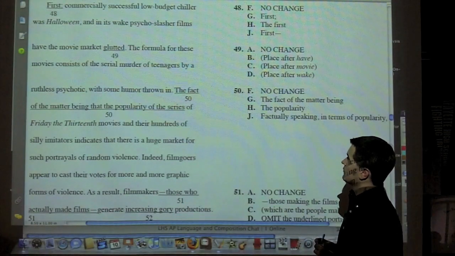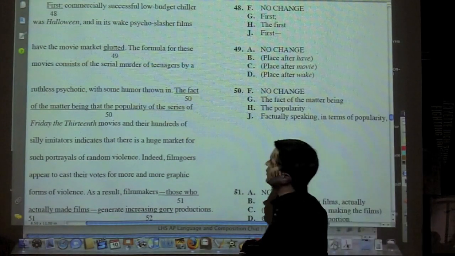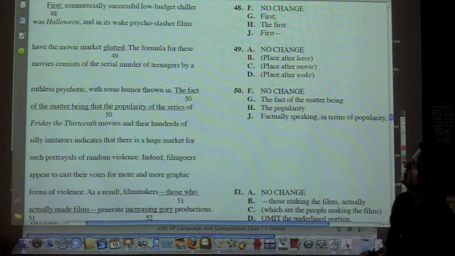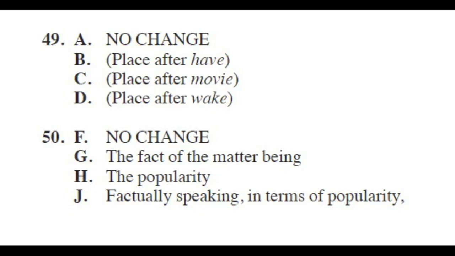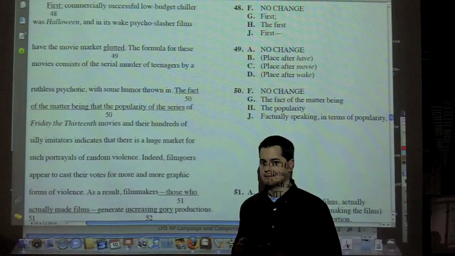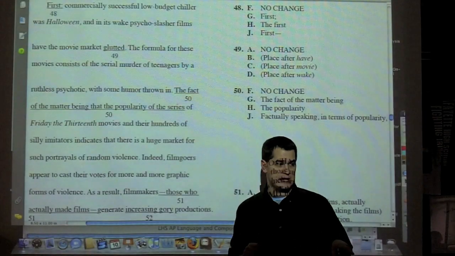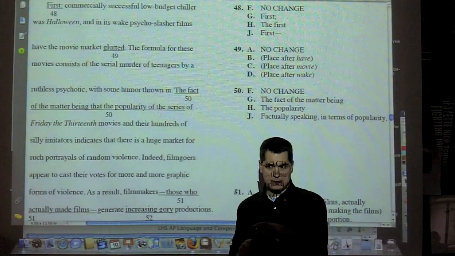It keeps it in the trash. Okay, Carrera says B. Let's take a quick look at it. The first commercially successful low-budget chiller was Halloween, and in its wake, psycho slasher films have glutted the movie market. A lot of you agree with her. About 50% of the class said that it was B. Okay, we'll keep that one in mind.